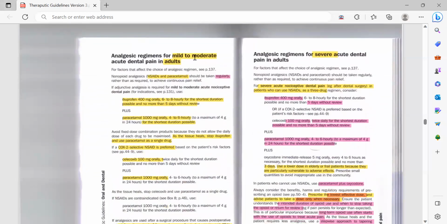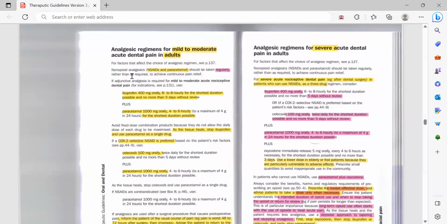So for mild to moderate pain in adults, what you need to give is a non-opioid analgesic, that is the NSAIDs and paracetamol. They should be prescribed, and you should tell your patient to take them regularly, like for 5 days. For ibuprofen, it is 6 to 8 hourly, and for paracetamol, it's 4 to 6 hourly. Do not take as required, just take them regularly as a dose.